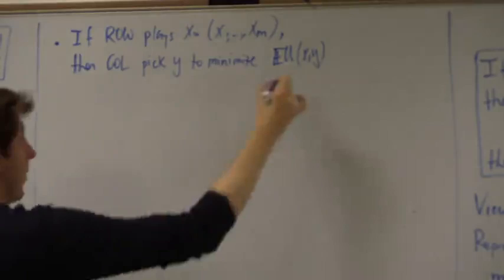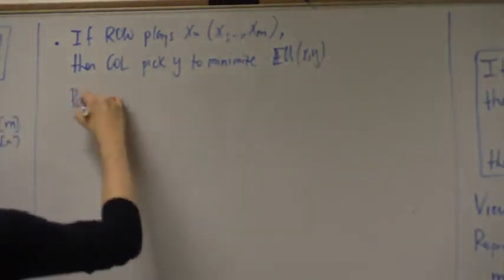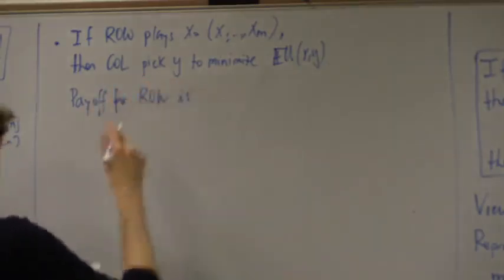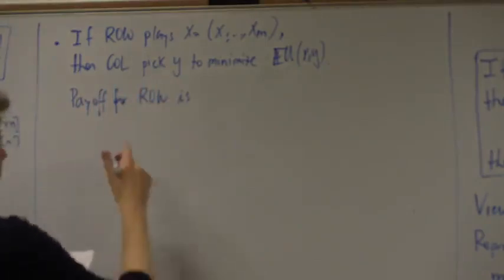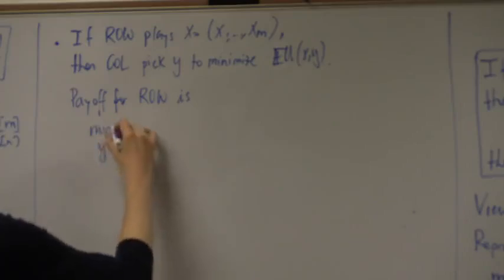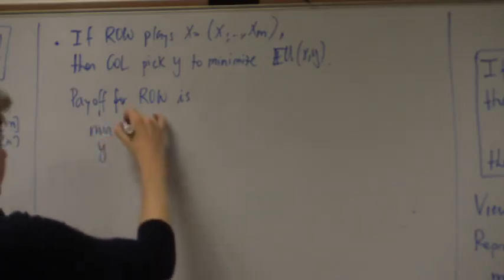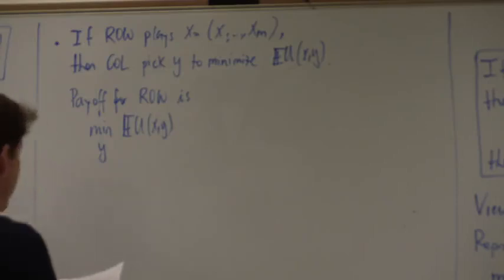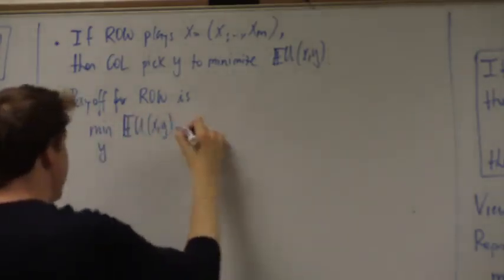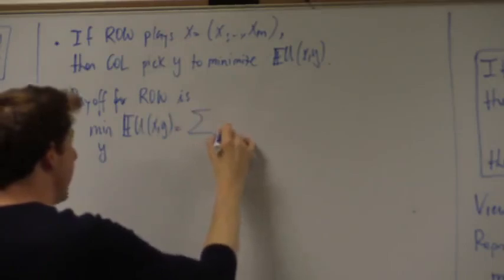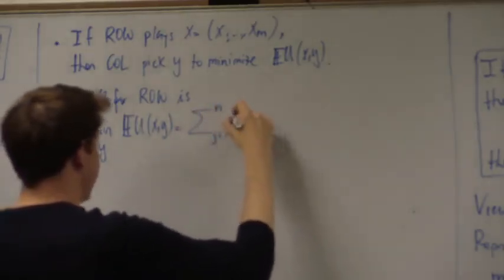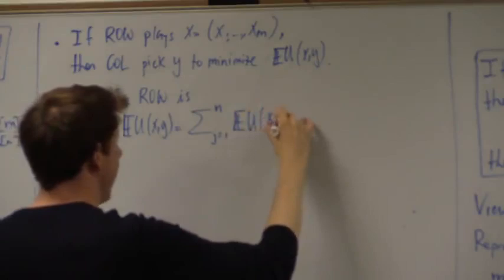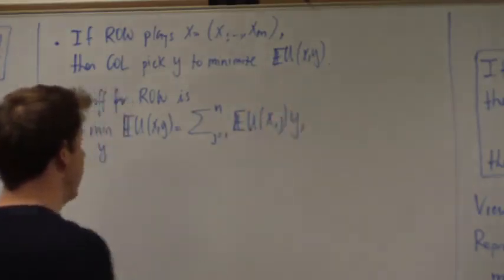So all right, the payoff for rho is the minimum over y of the expected utility of x and y. But really, let's open up this one for a moment. This is a sum for j equals 1 to n of expected utility of xj times yj, right?